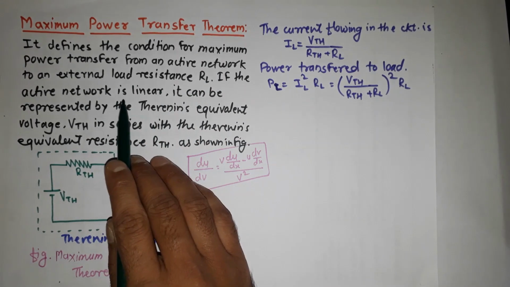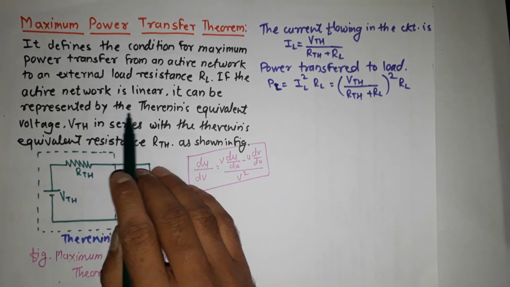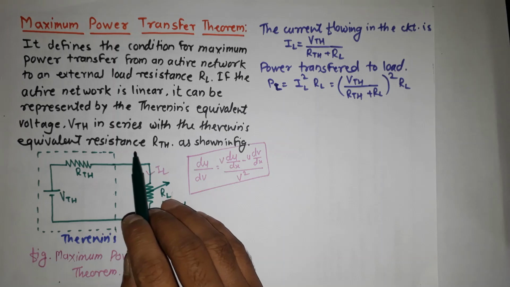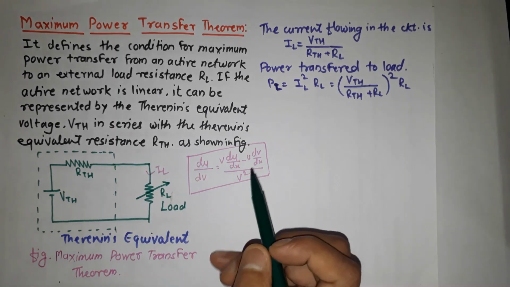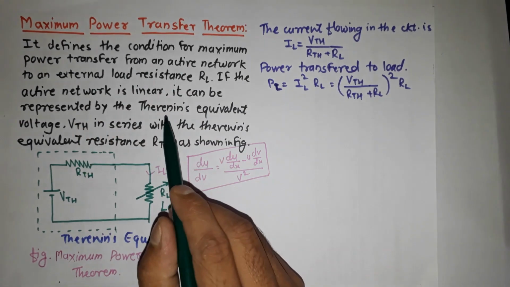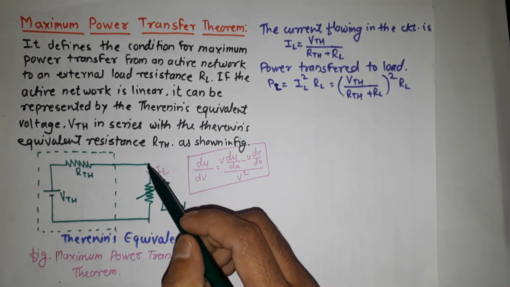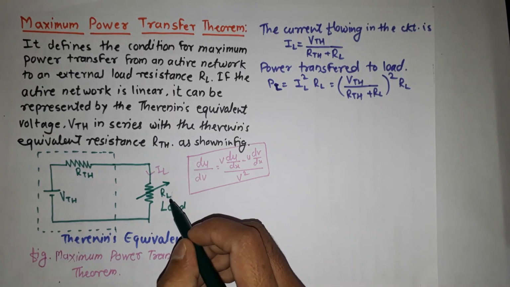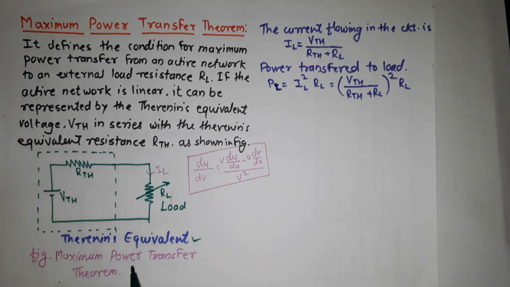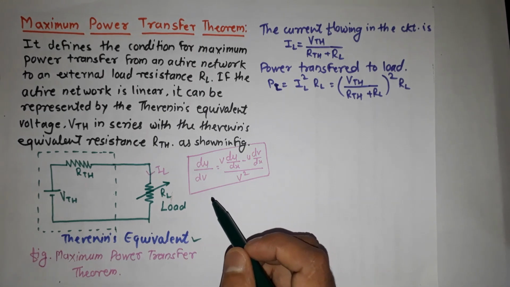If the active network is linear, it can be represented by Thevenin's equivalent voltage VTH in series with Thevenin's equivalent resistance RTH, as shown in the figure. That means while solving problems of the maximum power transfer theorem, we replace the network, without considering the load resistance, with a Thevenin's equivalent network. So this figure is for the maximum power transfer theorem. Basically, we will find the condition for maximum power transfer.